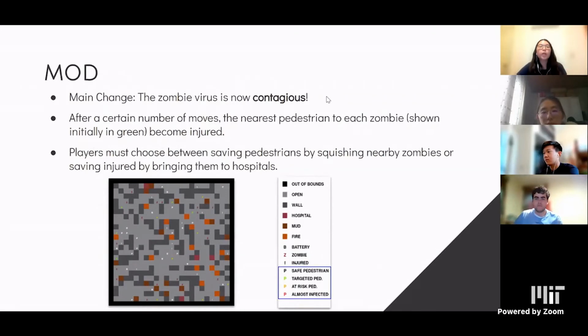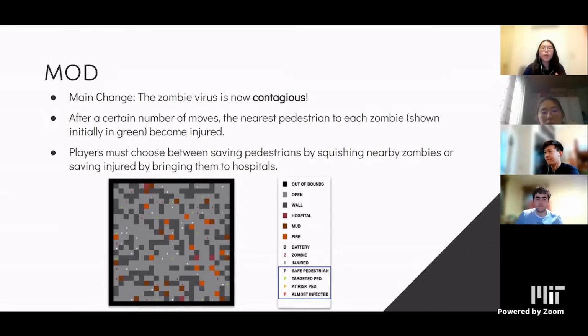So what we changed in the game is that the zombie virus is now contagious. After a certain amount of moves, the nearest pedestrian to the zombie, which is shown initially in green, will become injured. This is different from the original game where the pedestrians and the injured people were more static elements, where the pedestrian over time never became an injured person. They would always stay a pedestrian until the end of the game.